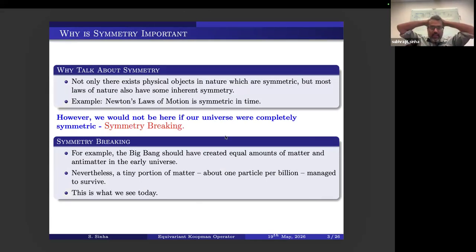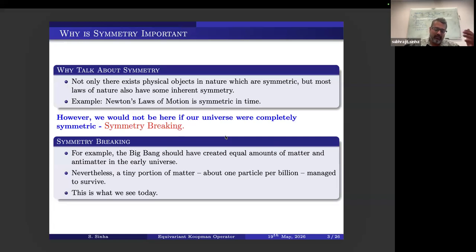Now the question comes: why do we need to talk about symmetry at all? Symmetry is a very basic and fundamental concept in physics and in many physical objects. Even most of the laws of nature have some inherent symmetry in them. One of the most important theorems in all of physics is Noether's theorem, which is used in both classical and quantum mechanics. Another related and extremely important concept is symmetry breaking. Symmetry is nice and beautiful, but interesting things happen when this symmetry is broken.